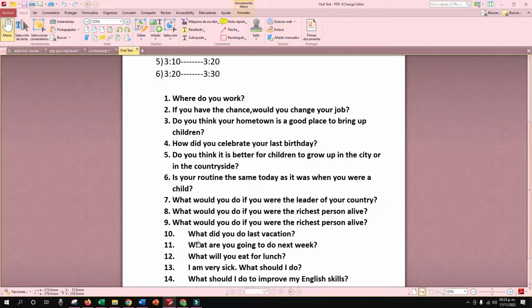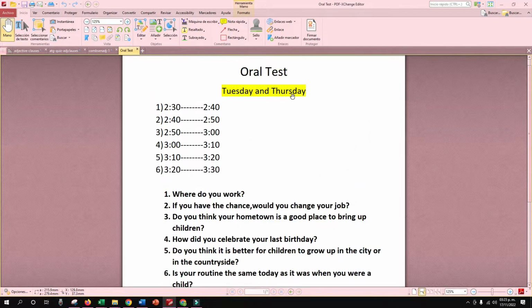Por ejemplo, aquí, what did you do last vacation? Y usted me dice el lugar, dice que fue eso. Entonces yo le puedo preguntar, ¿y con quién fuiste? ¿O qué hiciste después? Etcétera. Entonces, hay preguntas que dan para hacer más. Así que lo que yo necesito es ver y escuchar qué tanto ustedes han aprendido, qué tanto ustedes pueden contestar preguntas directas en inglés. Es por eso que vamos a realizar este oral test.